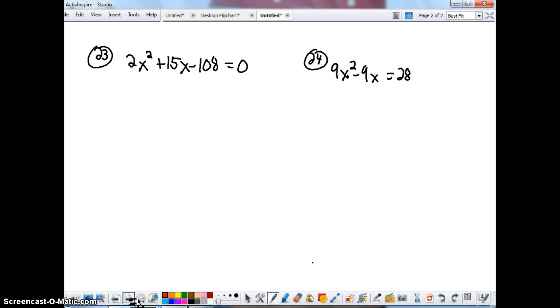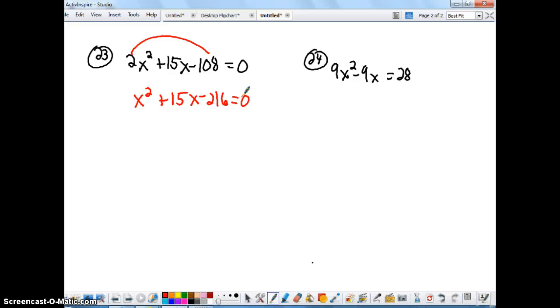For 23 and 24, they're very similar. We're going to factor this. I chose these because they have a number out in front of the x squared. What I do is I take this 2 and multiply it to the 108. That gives me x squared plus 15x minus 216 equals 0. The reason why I do that is because that makes it a 1 in front of the x squared. And now I can go through and factor this as I've done all the other ones.